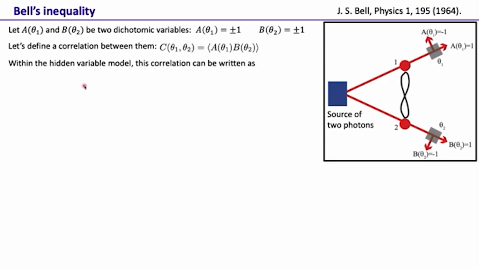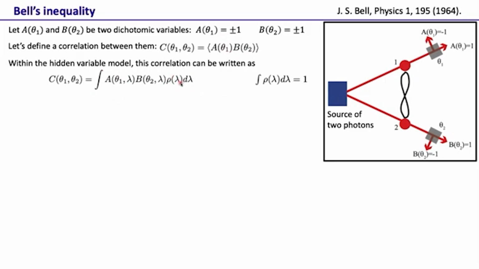Now within the hidden variable model, this correlation can actually be written like this. This is an ensemble average, and anytime we have an average, the way we define it is the quantity itself times the probability density, and then integrated over.